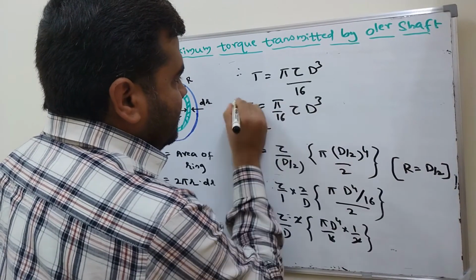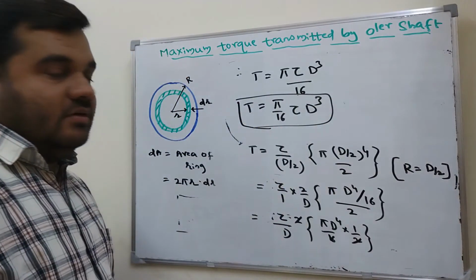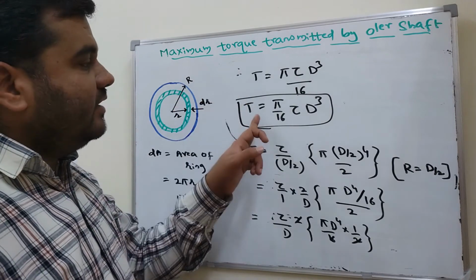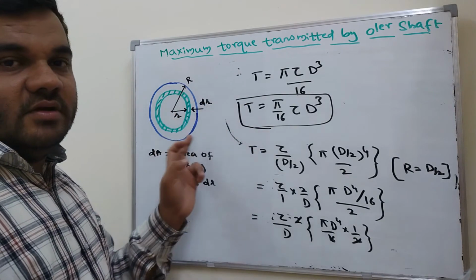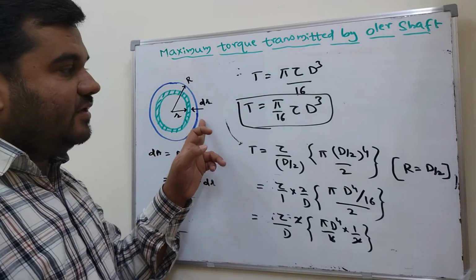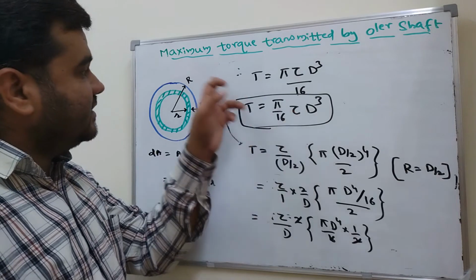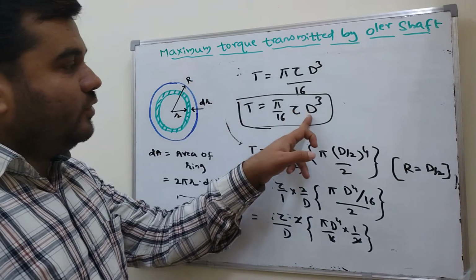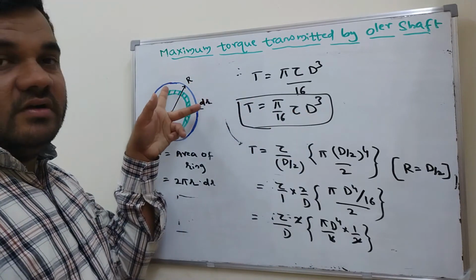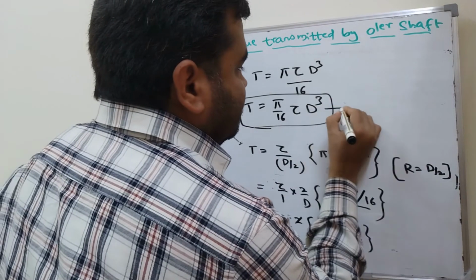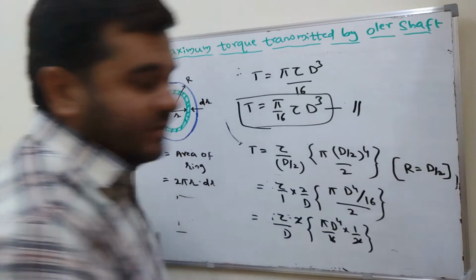This is the maximum torque. It means the maximum torque or maximum turning moment developed at the outermost surface of the shaft. Pi by 16 times tau, the maximum shear stress developed at the outermost surface, into d cube. D is the diameter of the shaft here. This is the important equation here.